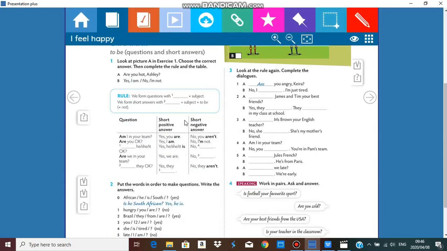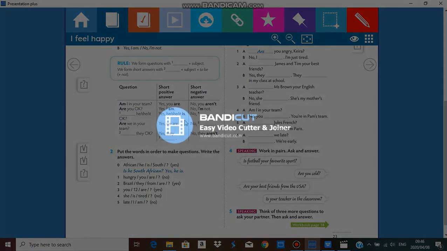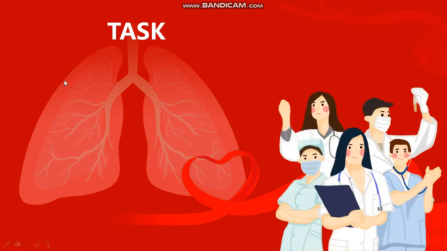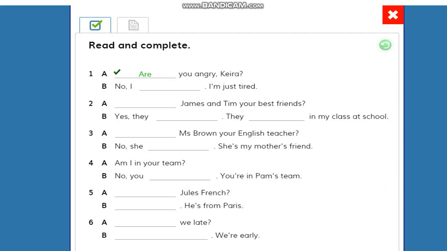Then the second exercise. So, what is your task for today? Your task is basically you have six dialogues between six different people, and you are very quickly going to try and fill in those answers. So, I'll just go over the first one. It says, are you angry, Kiara? And the answer is no, I something. Is it positive or negative? So you will do this for number 2, 3, 4, 5, and 6.